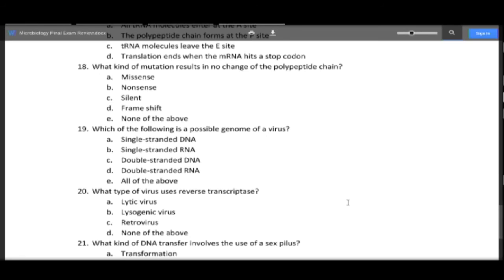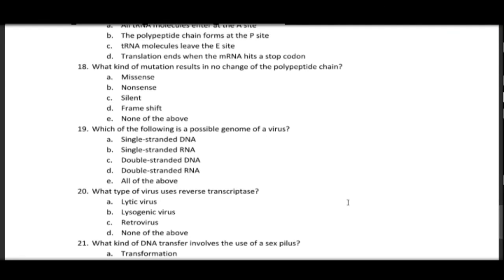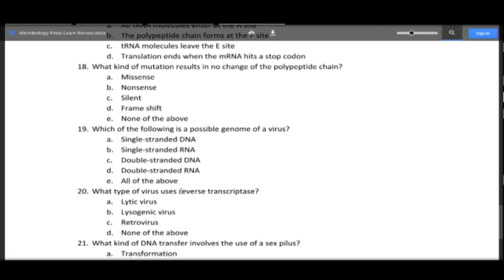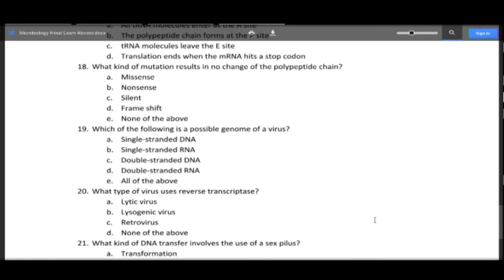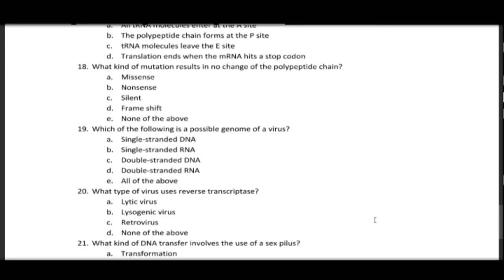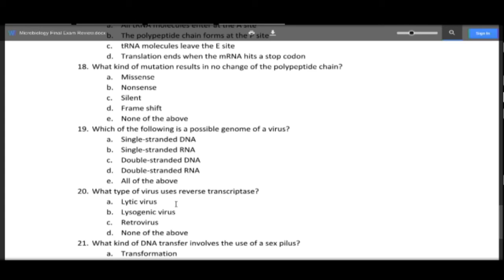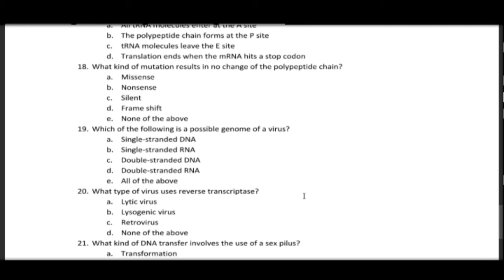20 says, what type of virus uses reverse transcriptase? Reverse transcriptase sounds like an enzyme that's transcribing in reverse. Transcription is usually DNA to RNA, so if we have something that's reverse transcribing, it's going to do the opposite. It's going to go from RNA to DNA. So it goes backwards, in reverse. Let's look at our answer choices. A, a lytic virus, B, a lysogenic virus, C, a retrovirus, and D, none of the above.